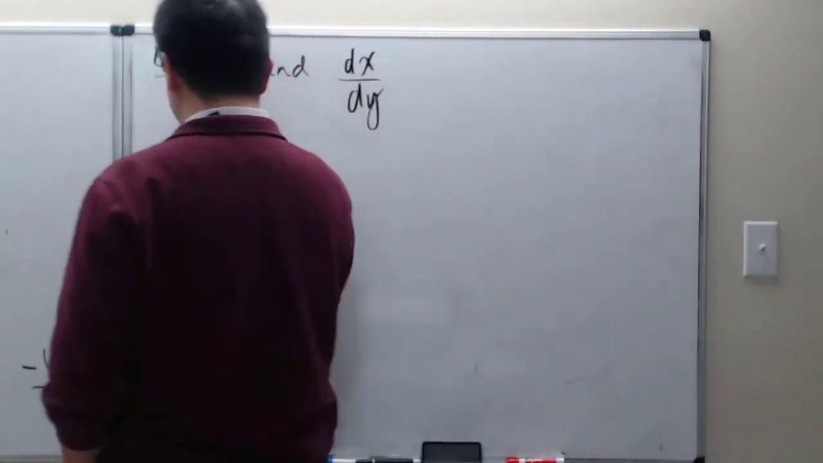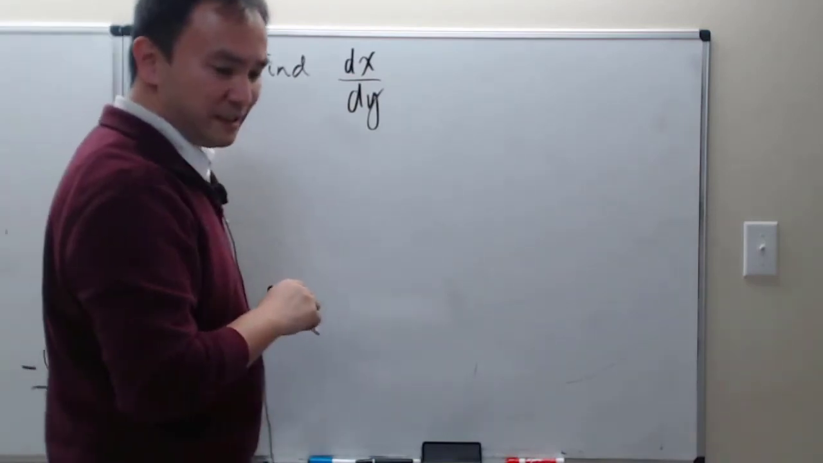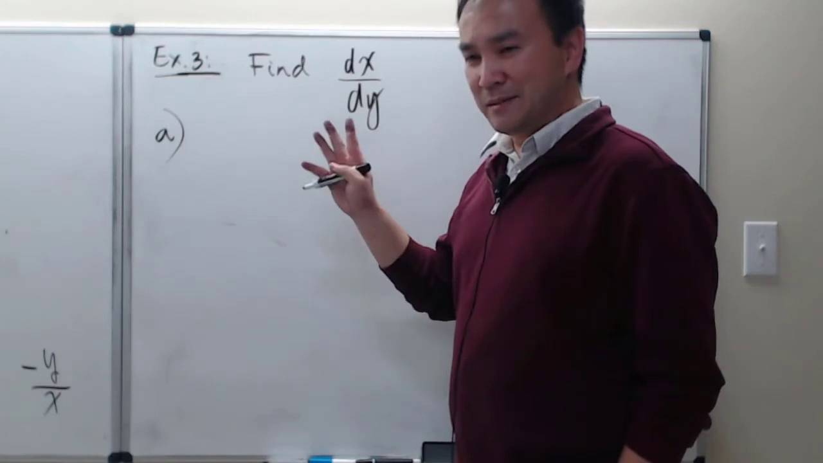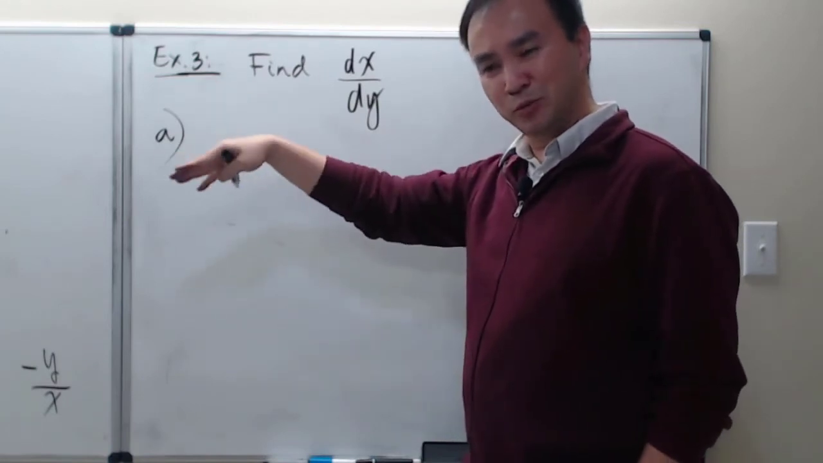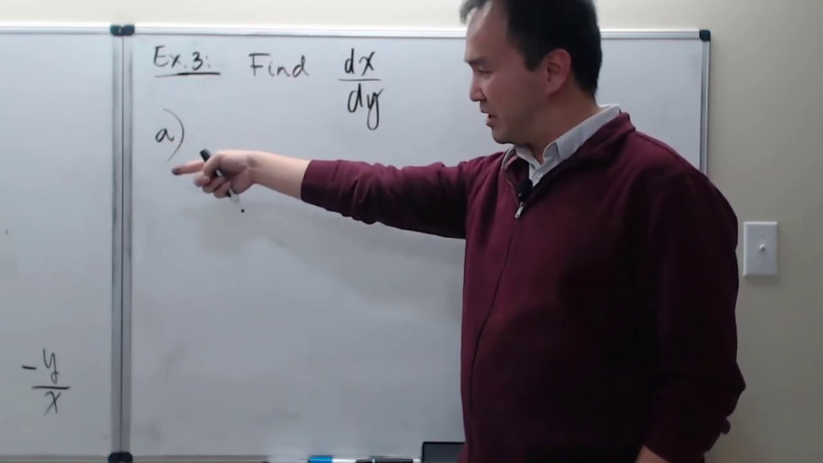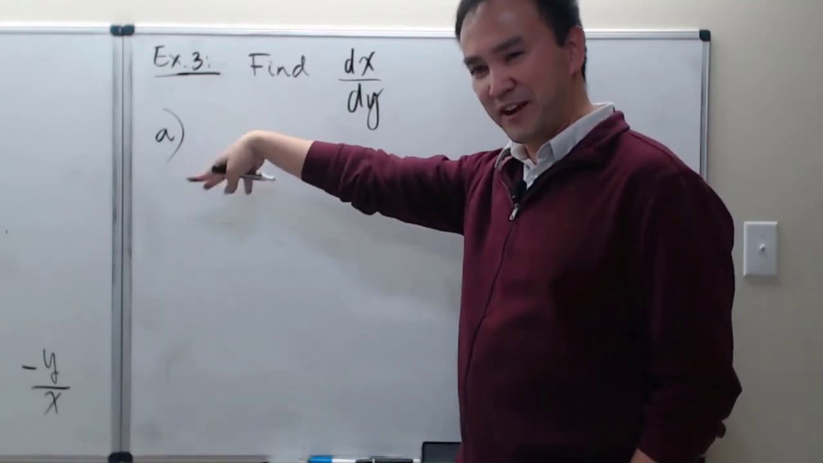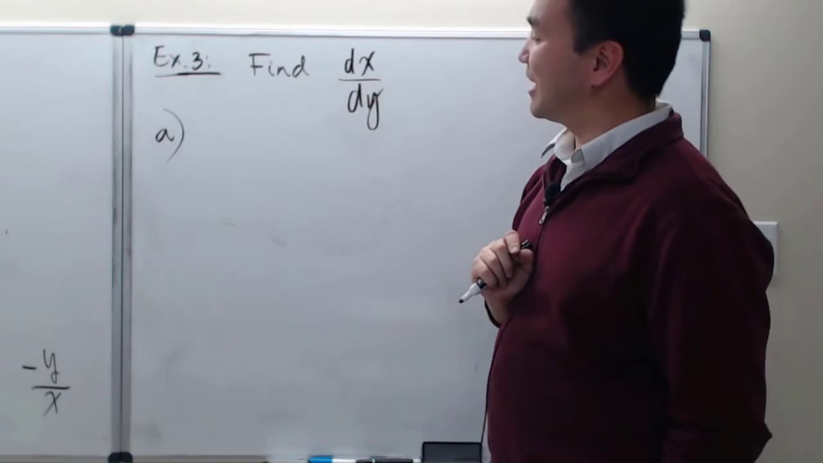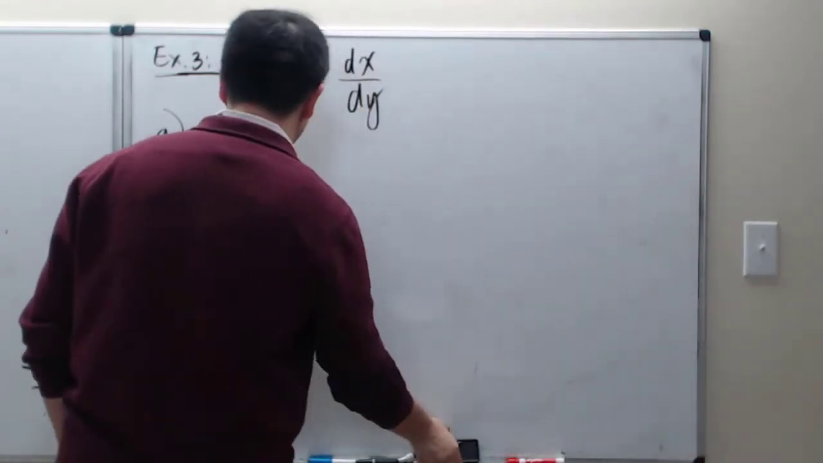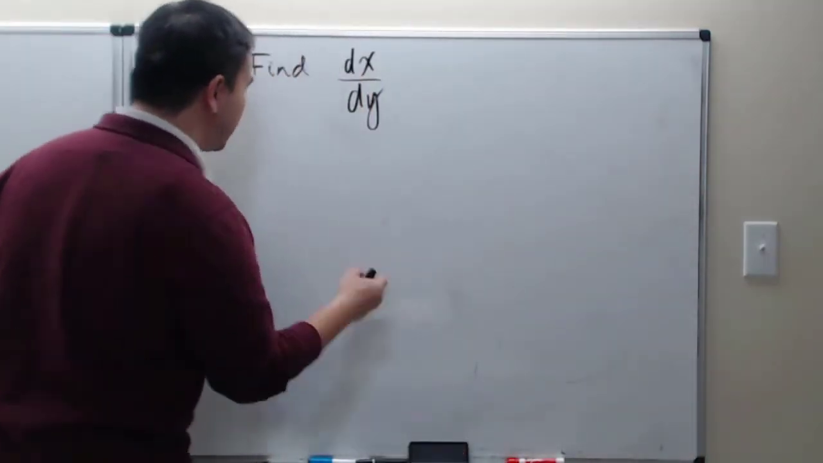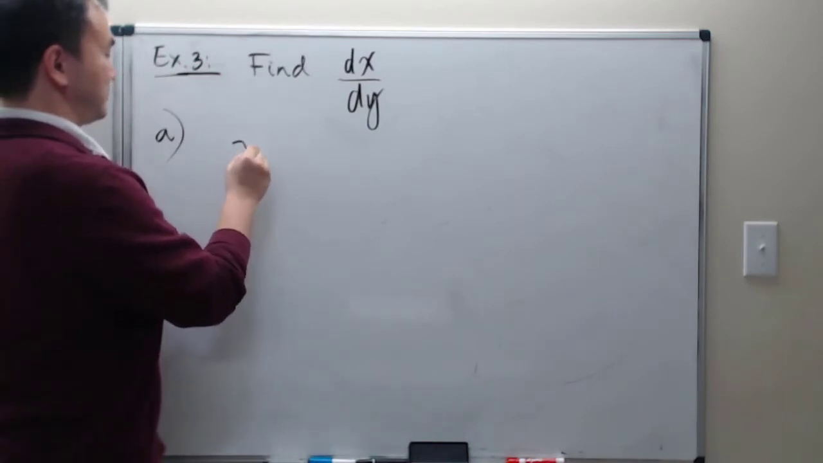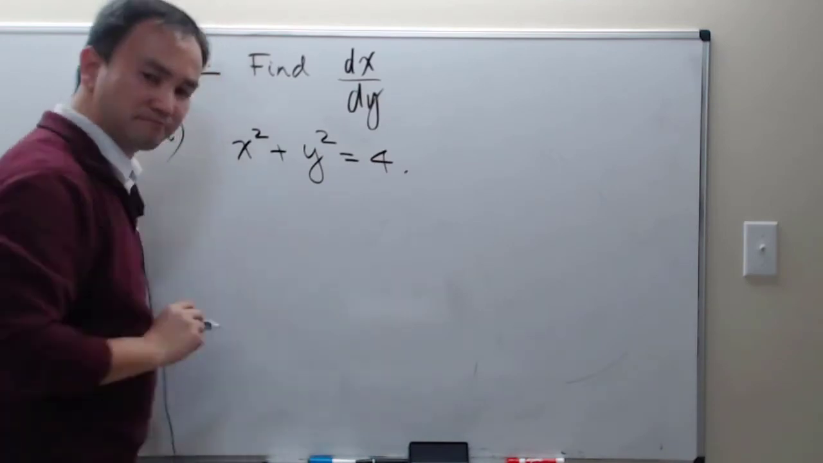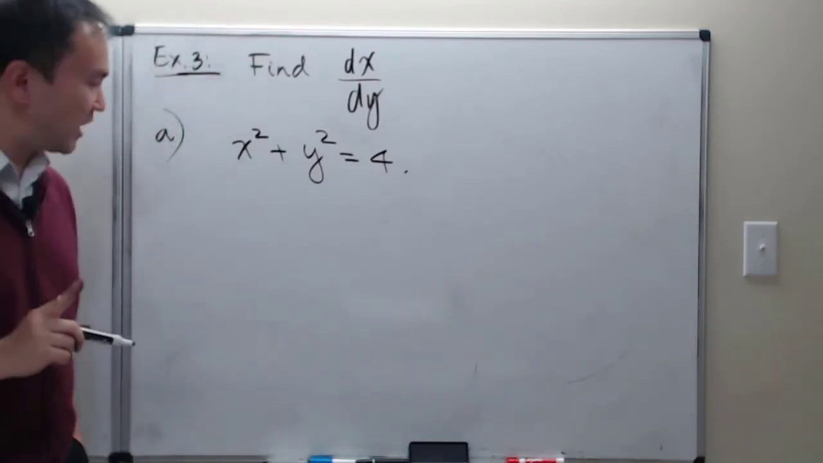So let's look at the equation. Now it's just a random choice. My plan here is I'm going to pick any of the problems we have done and redo it, but this time we're looking for the dx/dy. So how about the easiest one, x squared plus y squared equals 4.